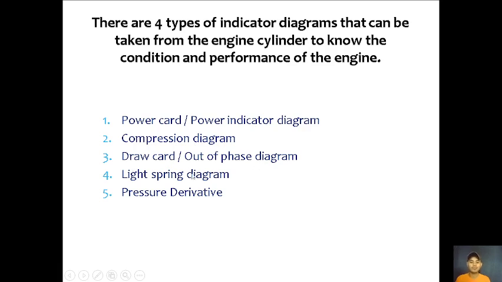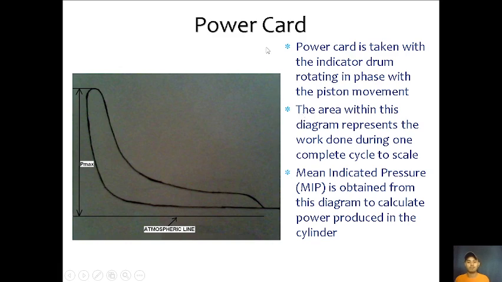We have the light spring diagram and the pressure derivative. Okay, so let's go. Power card. The power card is taken with the indicator drum rotating in phase with the piston movement. The area within this diagram represents the work done during one complete cycle to scale. The mean indicated pressure is obtained from this diagram to calculate power produced in the cylinder. This is what we call a power diagram. Some also call this the banana diagram because it looks like a banana.